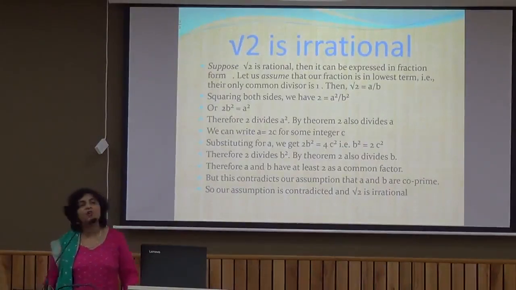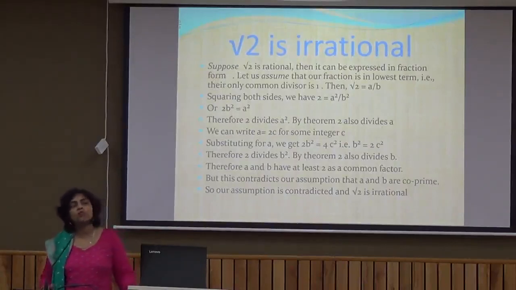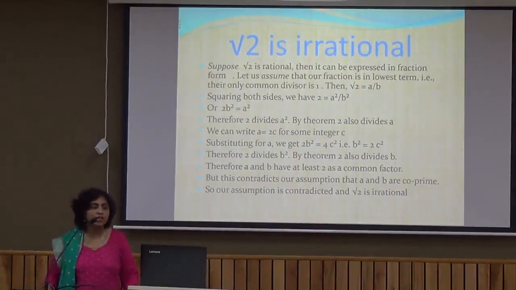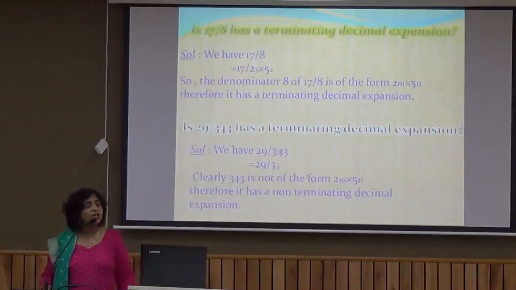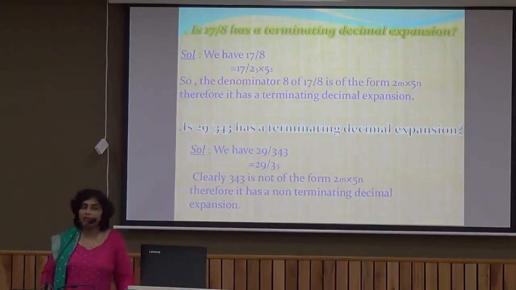Following these steps, we can always prove that the square root of any prime number is irrational. Now let's move to terminating and non-terminating decimal expansions. Any rational number whose denominator is of the form 2 raised to power m and 5 raised to power n is always terminating. But if there is any other factor besides 2 and 5, then the decimal expansion of the rational number is non-terminating, recurring.